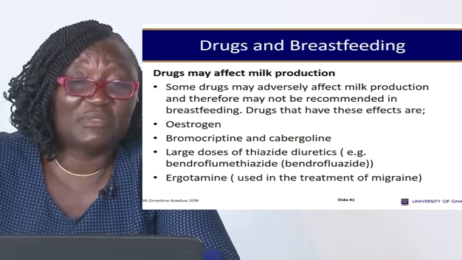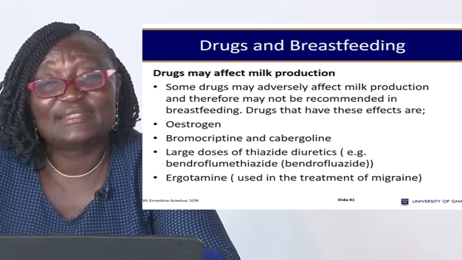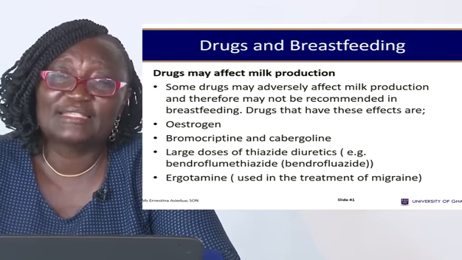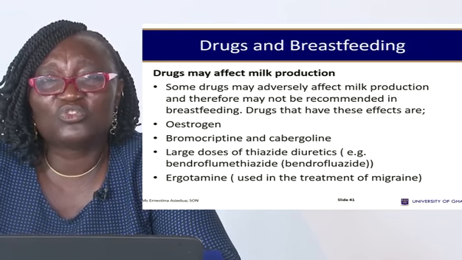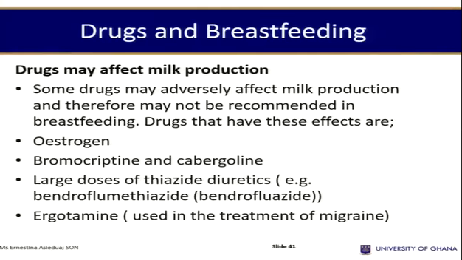And this woman who was delivered with an engorged breast, the next moment, the breast is as dry as the breast of a non-pregnant woman. So we don't give estrogen preparations. Examples are bromocriptine and cabergoline. They are all contraindicated during breastfeeding. Large doses of thiazide diuretics can also be passed on to the infant. And then ergotamine, used in the treatment of migraine, is also contraindicated during breastfeeding.